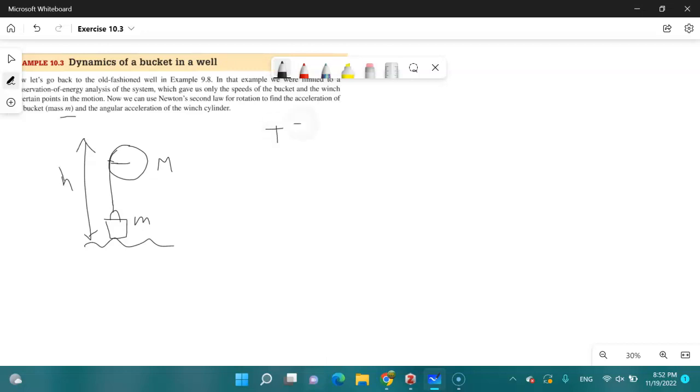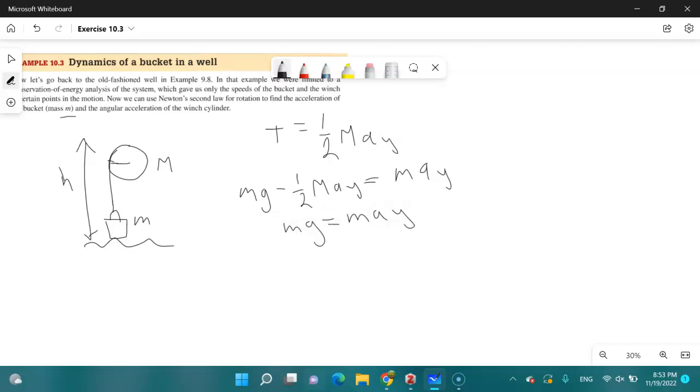Okay, so we're left with the tension is equal to half of the mass of the winch times the acceleration in the y direction. And then from here we can continue to move things around, and we would have the weight minus half of the mass times the acceleration in the y direction, and this will be equal to the mass of the bucket times the acceleration in the y direction. So we're trying to find the correlation between both of these objects. Then here the weight would be equal to the mass of the bucket times the acceleration in the y direction plus half of the mass of the winch times the acceleration in the y direction. And then we continue to simplify this.